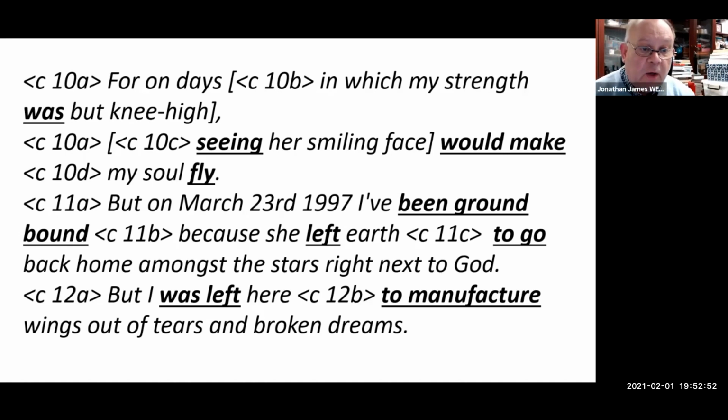10A continues now with the subject. The grammatical subject is also a clause. Seeing her smiling face. Now, because it's functioning as a nominal group in that slot of grammatical subject, again, we treat it as this nominalization, as a clause which is functioning like a noun phrase, like a noun, or some people call it nominal group. It's grammatical subject. Would make, that's one verb. My soul fly, that's another verb, right? That 10 is pretty complicated.